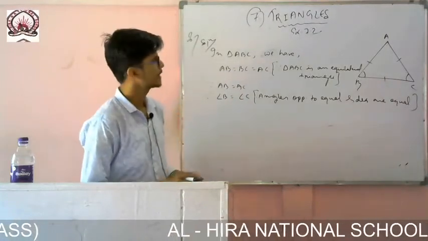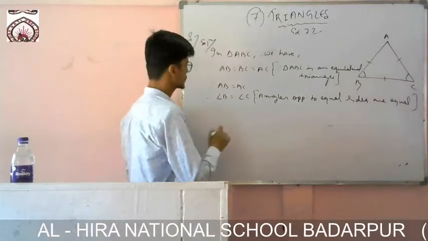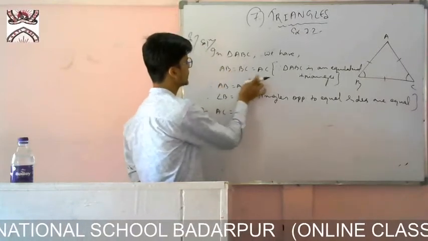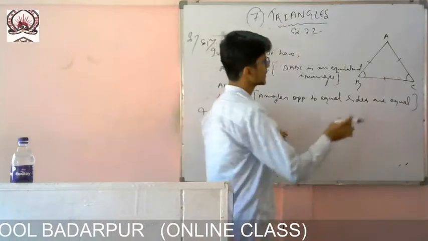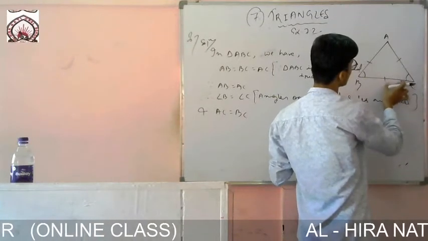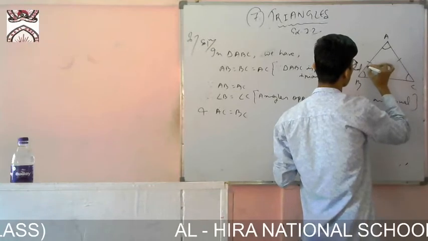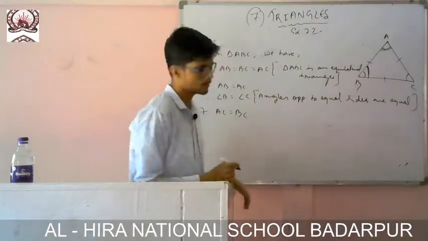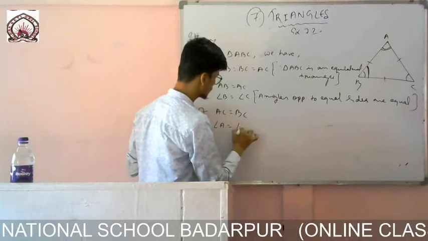One time I have taken AB is equal to AC, another time I am taking AC is equal to BC. So if I can show that AC is equal to BC, then if these two sides are equal, this angle and this angle will be equal. So angle A will be equal to angle B. So therefore angle A will be equal to angle B.